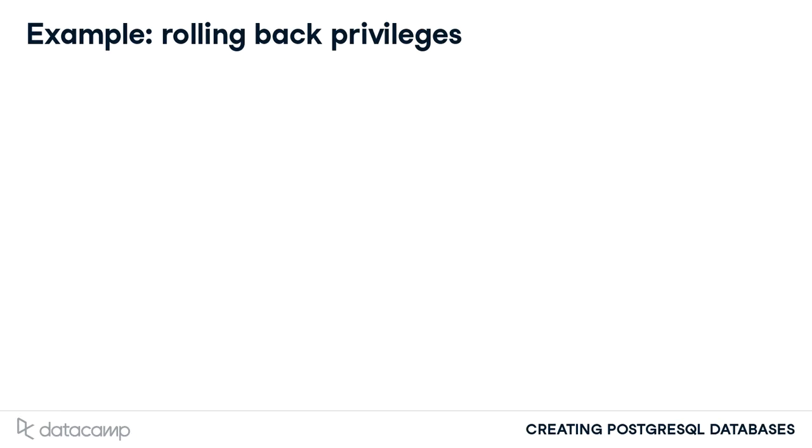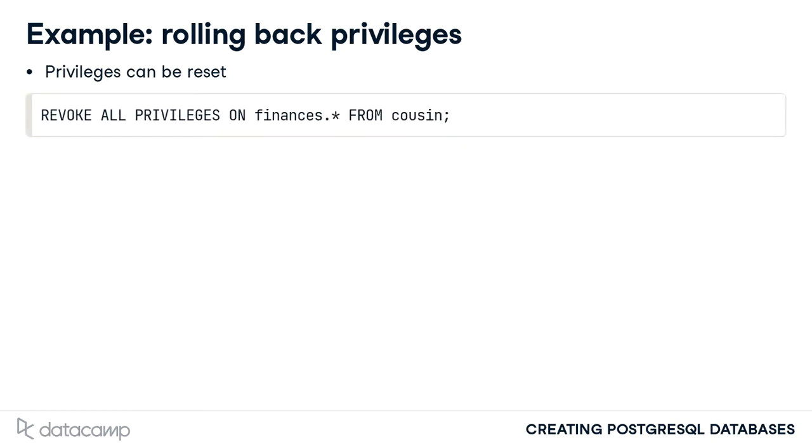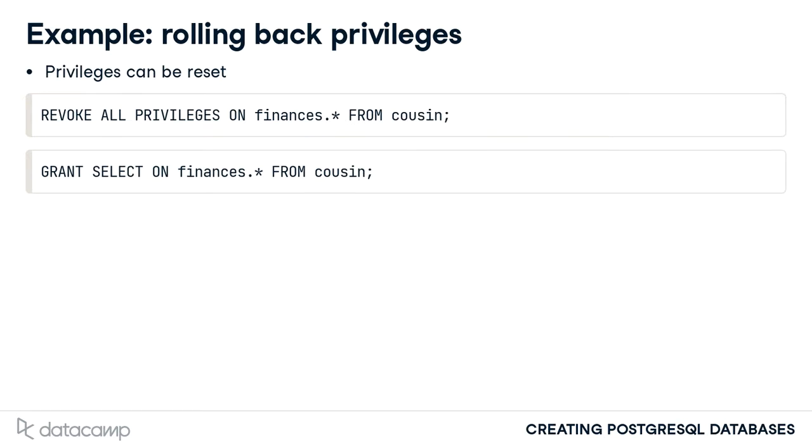You decide to start the privilege granting process from the beginning. Revoke all privileges resets all privileges for a user for a database object. The command displayed here would remove all privileges for the cousin user for every table in the finances database. The select privilege can then be restored for the cousin user.